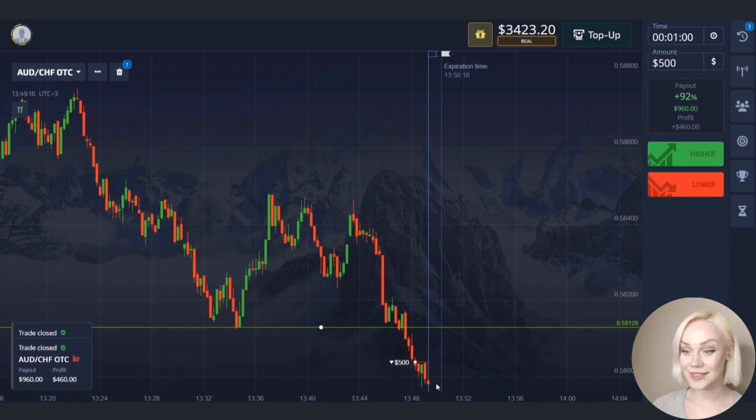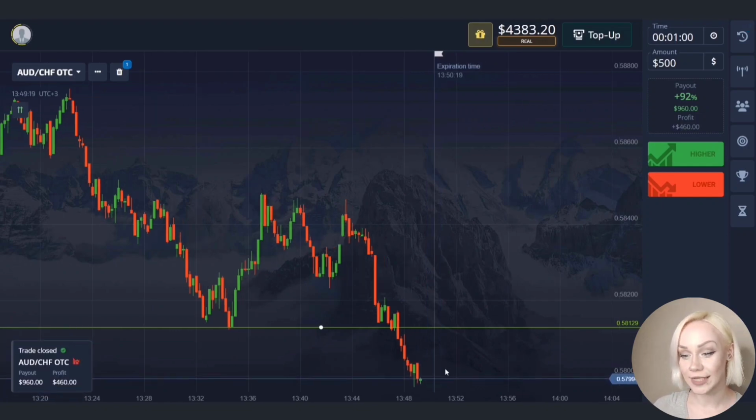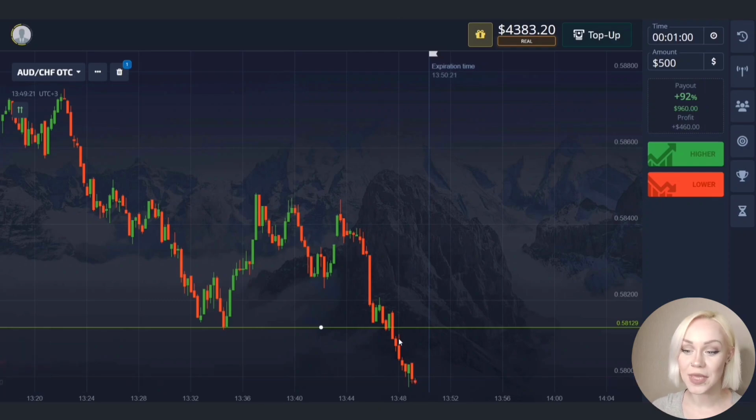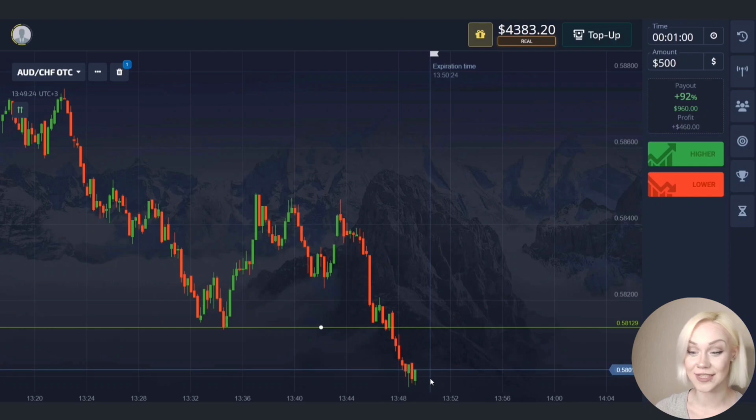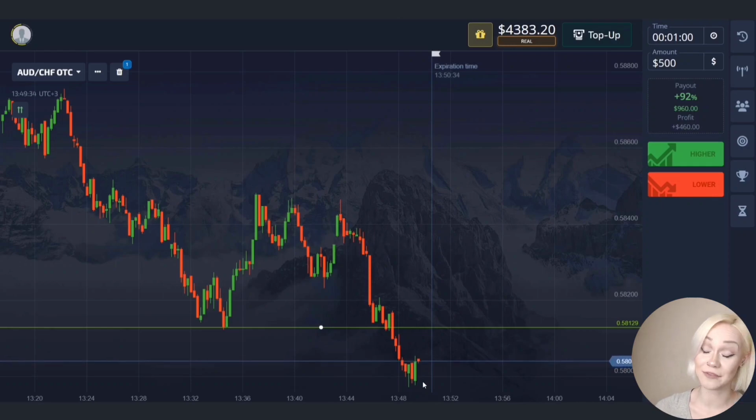Well, my friends, that went great. As you can see, this level was really broken through and we managed to make money on this downward movement. 1 minute was just enough for us. The price has an excellent potential for a fall. Meanwhile, I already have $4,383 on my deposit, which means that I have fulfilled my plan for today.